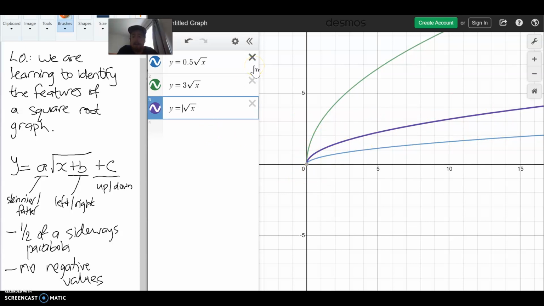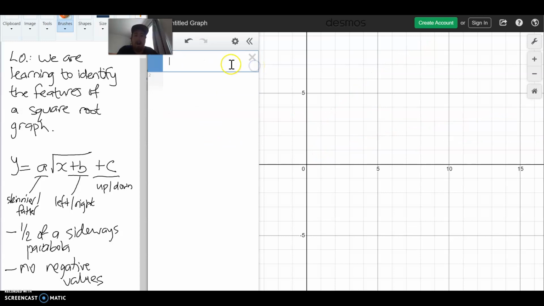So we've looked at a, we've looked at b, we've looked at c, and we can combine all of them. So let's have a look at the square root of x. Let's say we want to make that wider, so let's times that by 4.